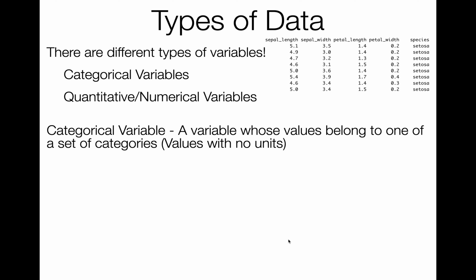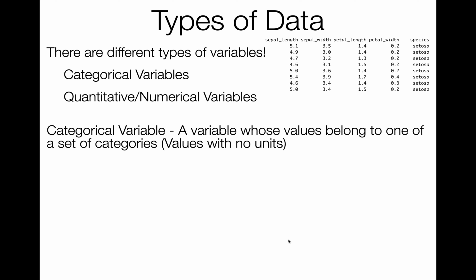Species has no units associated with it. It's just Setosa, versicolor, or virginica. There's no tangible difference between Setosa, virginica, and versicolor without looking at the other data.